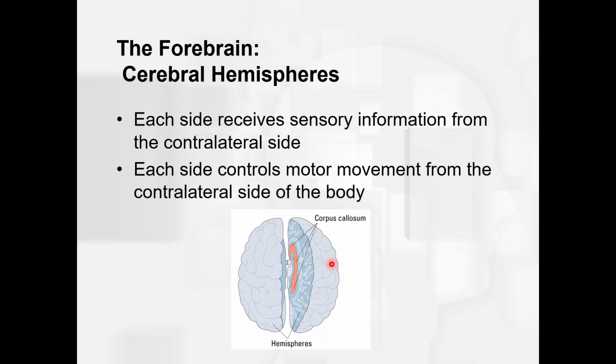Each side also controls motor movement from the contralateral side. So your motor cortex that we're going to talk about in a little bit, that's on the right side of your brain in the right hemisphere, is going to control information on the left side of your body. So those neurons in the motor cortex of your right hemisphere control your fingers on the left side of your body. That's the contralateral side, or the opposite side. The same side would be ipsilateral. But important to understand that sensory information comes in and crosses and goes to the opposite side, the contralateral side of the brain. Motor control from one side of the brain is going to control movement on the opposite side of the body, the contralateral side of the body.